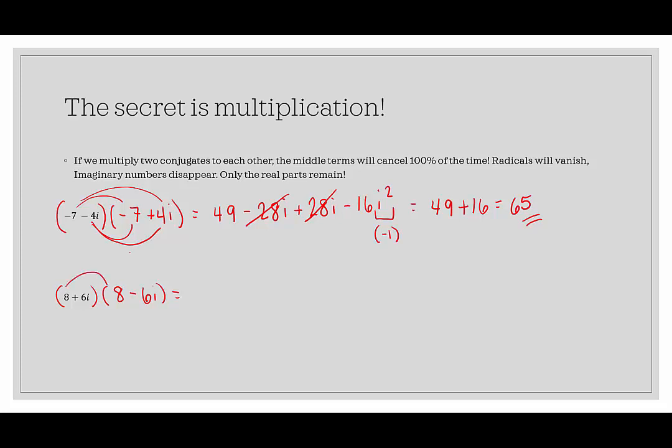we get 8 times 8 is 64. 8 times minus 6i is minus 48i. 6i times 8 is positive 48i. Minus 6i times minus 6i would be minus 36i squared. These cancel. This becomes negative 1. We have negative 36 times negative 1, so we end up with 64 plus 36, which is the beautiful, real, single, non-radical 100.